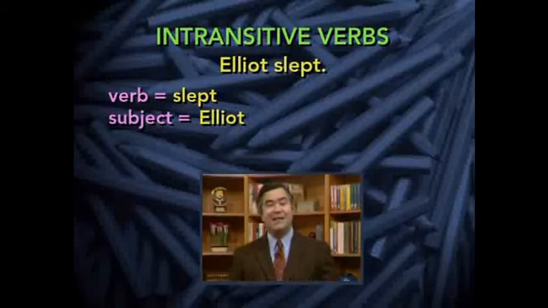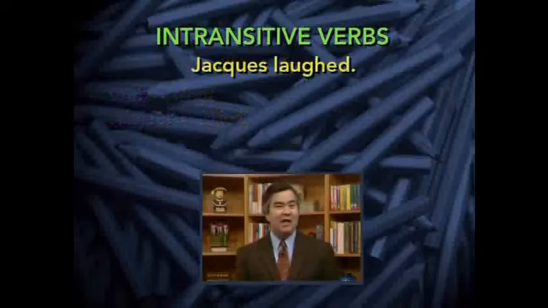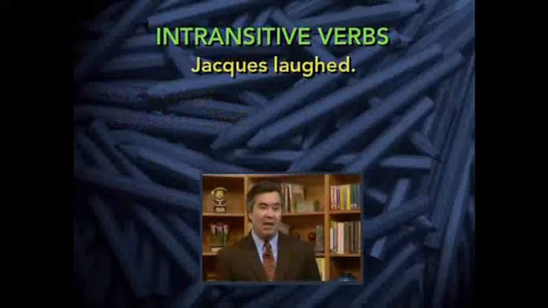So slept in this sentence is an intransitive verb. It has no object, and it doesn't need one. Here's another example. Jacques laughed. Again, it's a very short sentence, but it is complete.